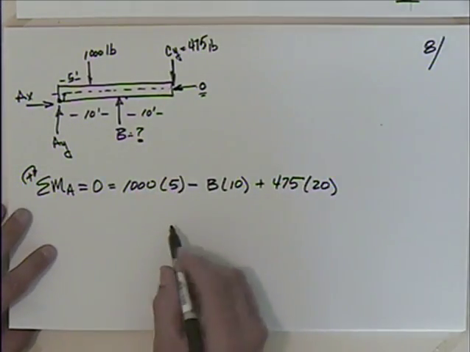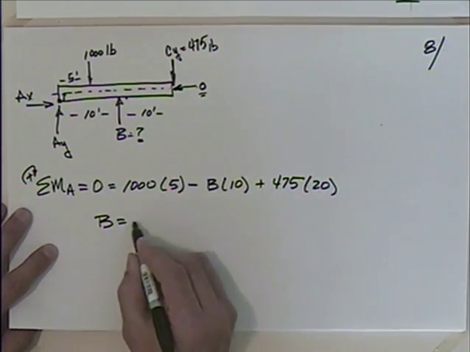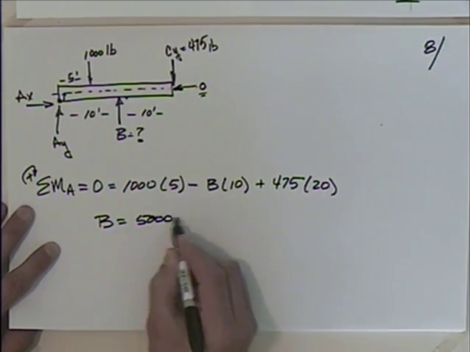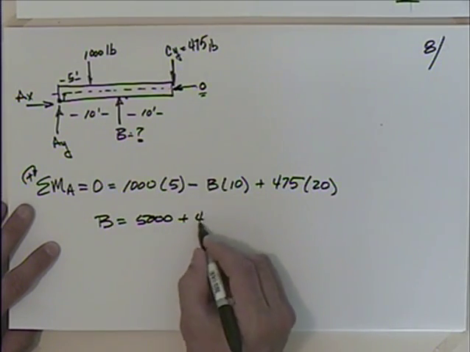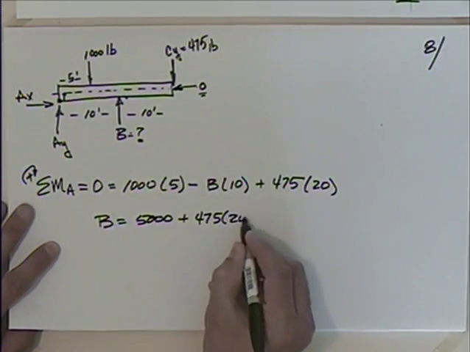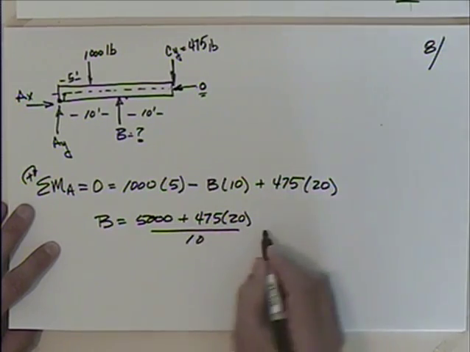So we could say that B is equal to 5,000 plus 475 times 20 divided by 10.